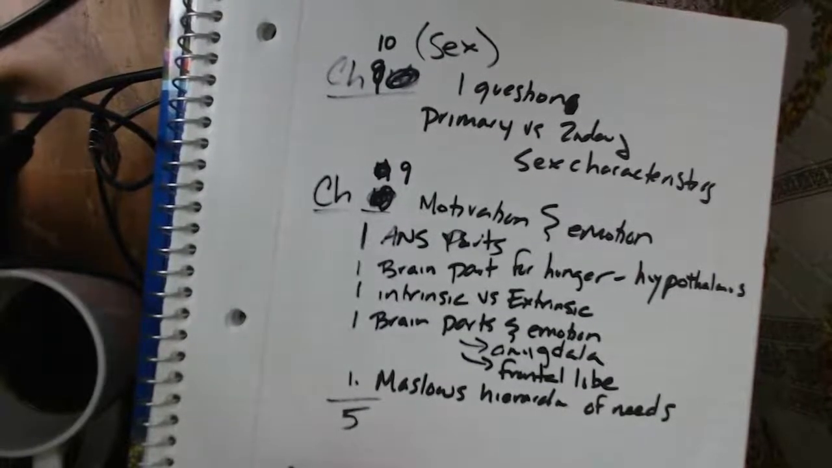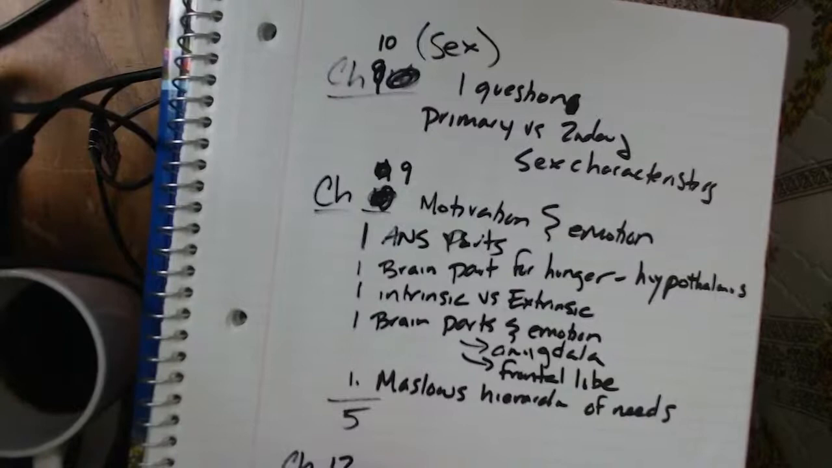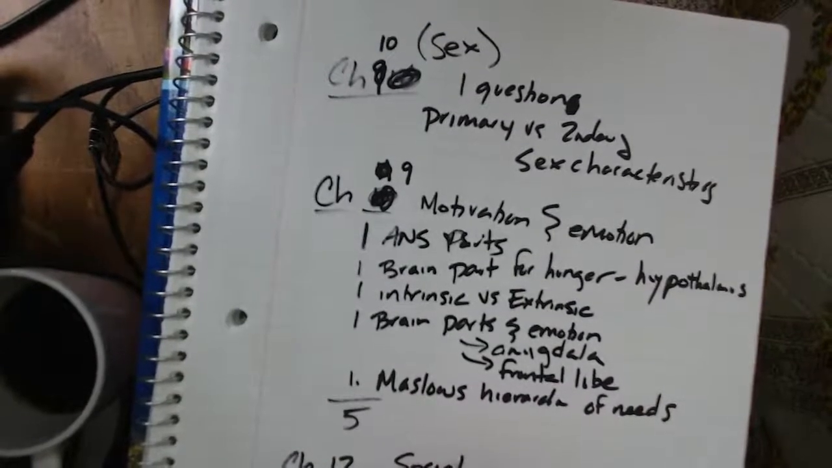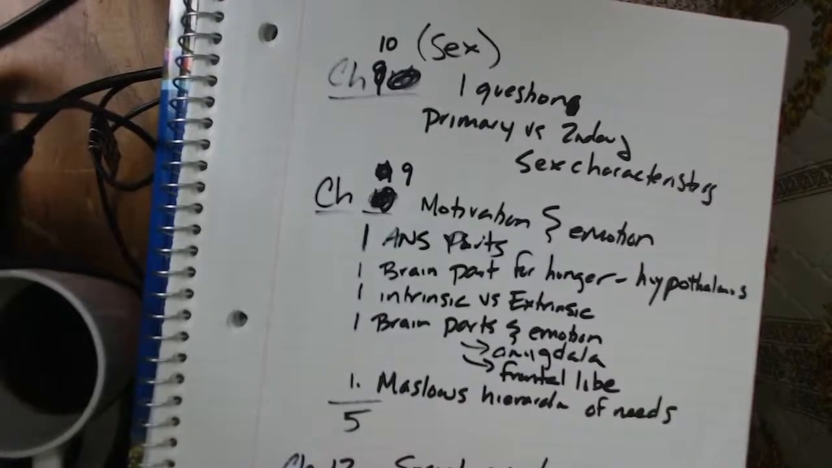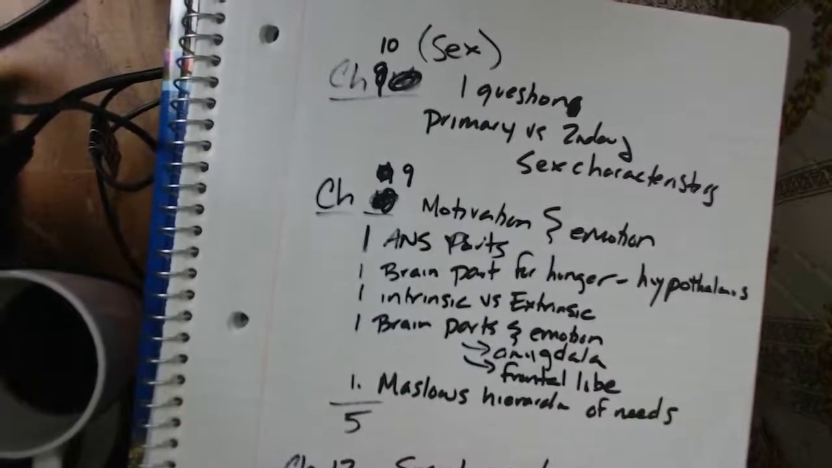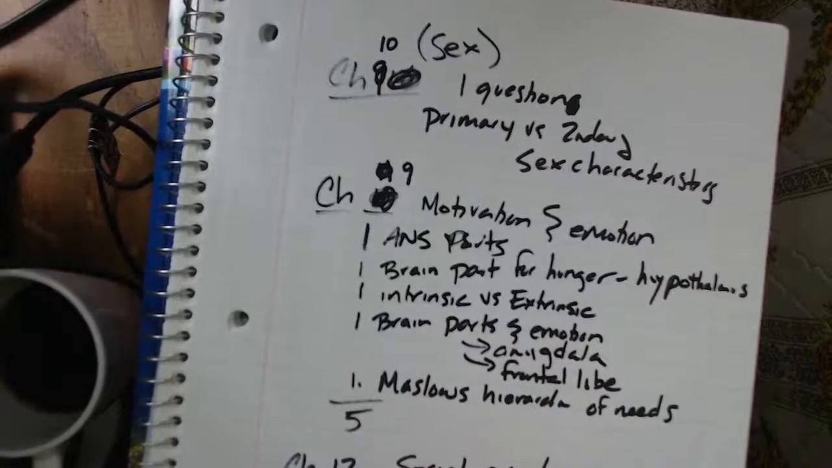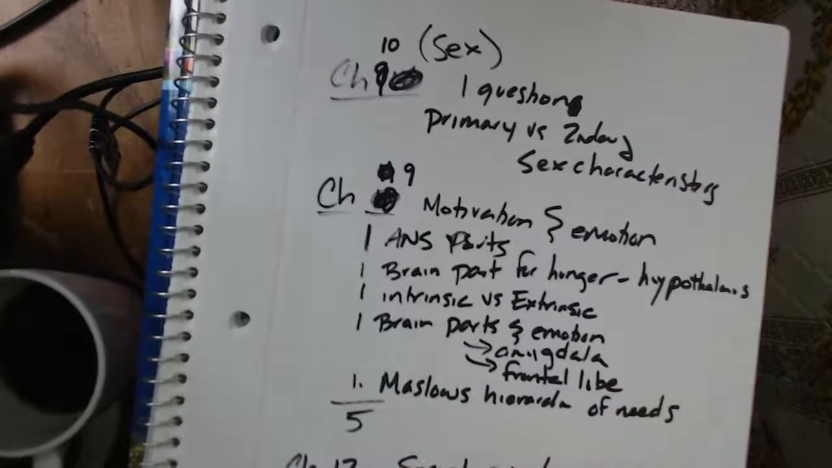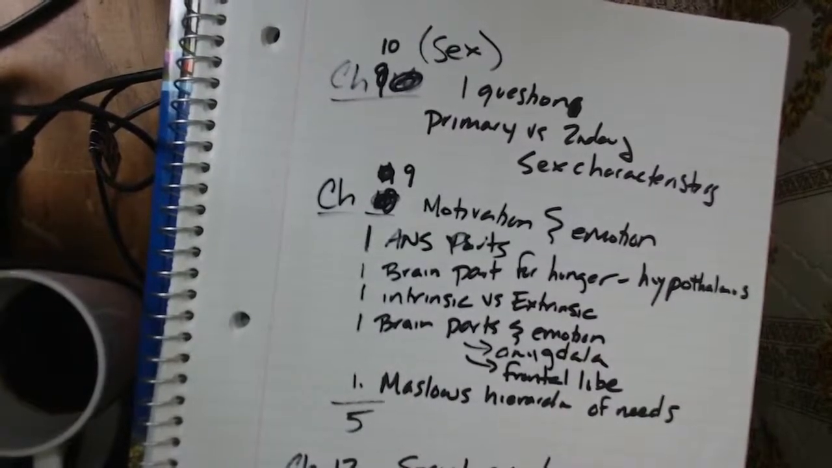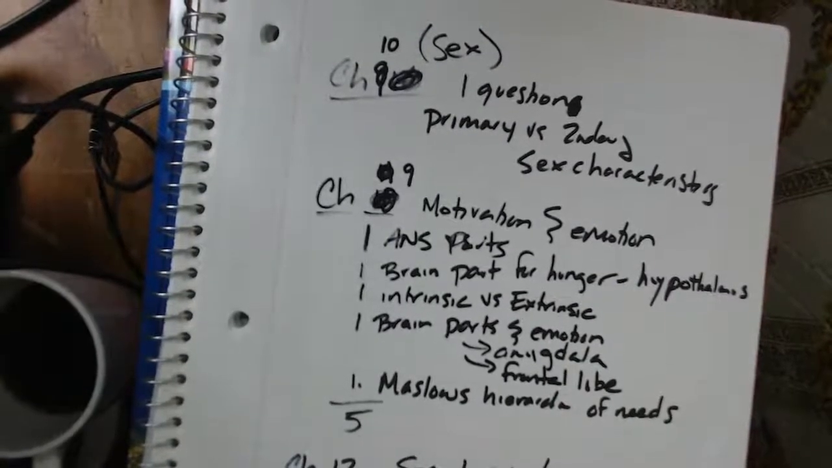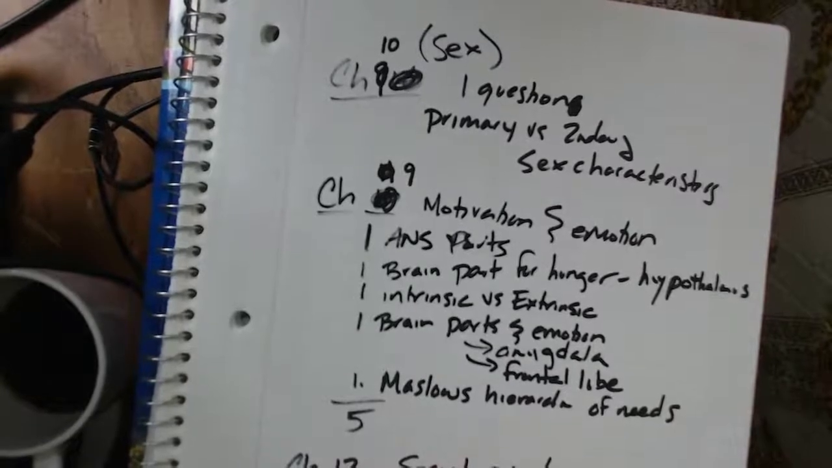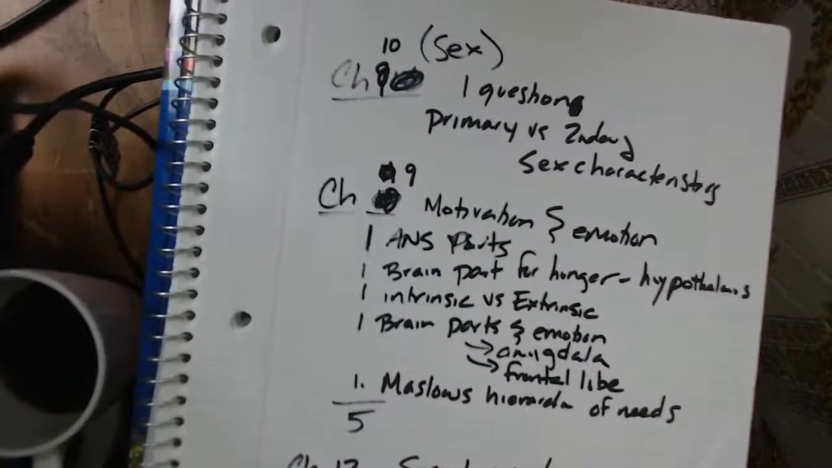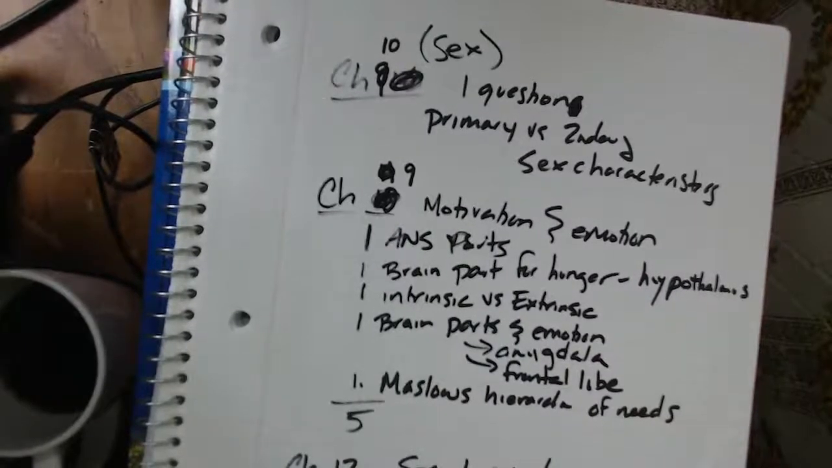Okay. And then chapter 12 is social psych. And I have two questions about Milgram and one question about Solomon Asch and his line judging.